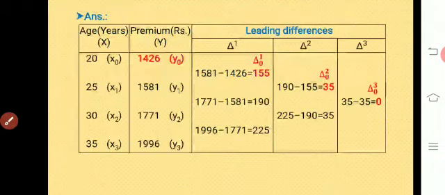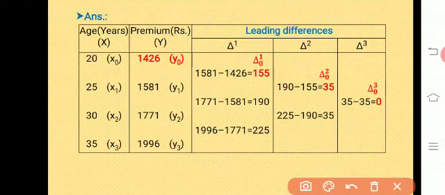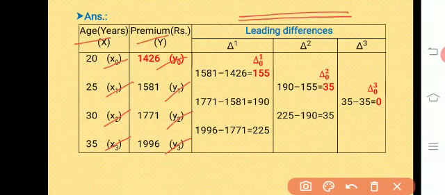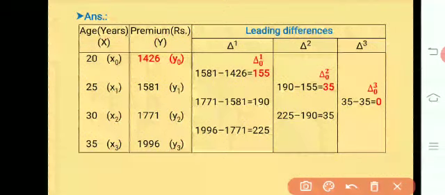So in the solution, first we will prepare this table. Age we will denote by x, and further x values are denoted by x0, x1, x2 and x3. Similarly, premium is denoted by y, and further y values are denoted by y0, y1, y2 and y3. Then we have to find leading differences. So leading differences, first leading difference is delta raised to 1, and this delta raised to 1 is estimated like this.